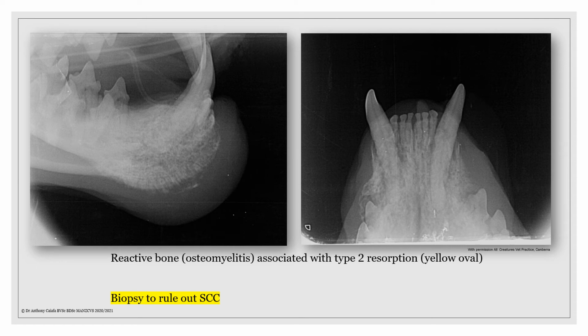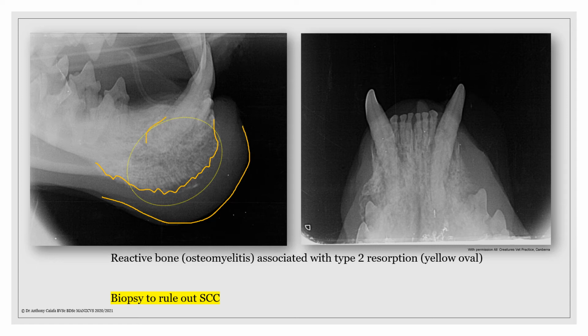This is an interesting example of a type 2 tooth resorption. This cat had a radiograph, had a swelling. You can see the swelling of the ventral chin here. So the cat was presented because the ventral chin was swollen. If you look at the lateral view, you can see quite marked bony reaction occurring. The yellow oval here. So you can see how marked the bony reaction is that's occurring in that rostral mandible.